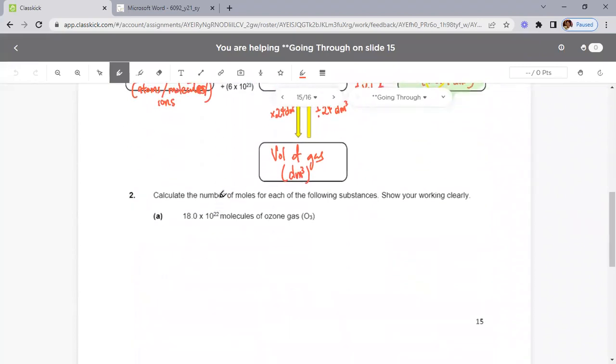The question just asks you to calculate the number of moles for each of the following substances. So what you're given at the start is 18 times 10 to the power 22 molecules of ozone. Obviously, what they want you to find is the mole of ozone. So I want you to now take 1 minute to go and try this question out quickly. Let's go.